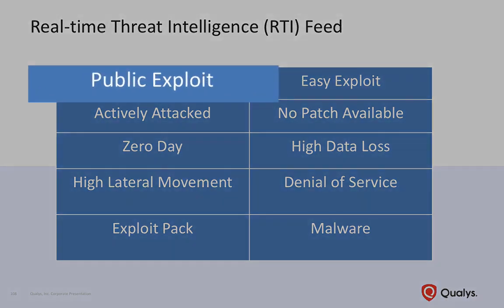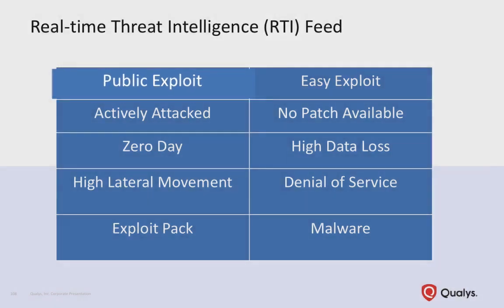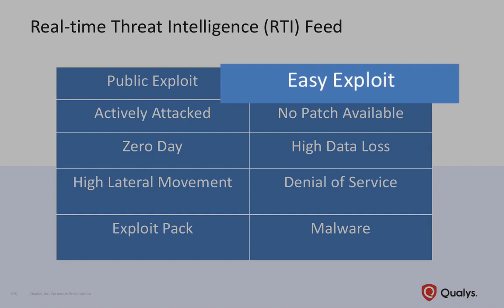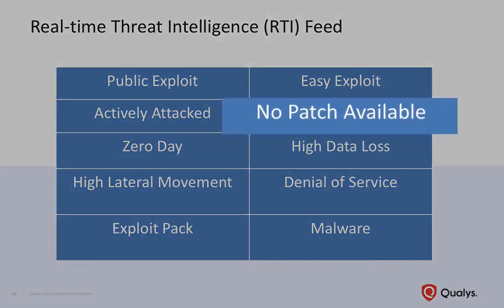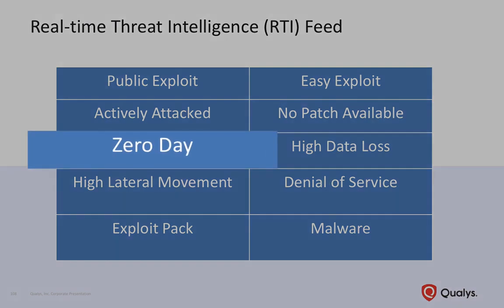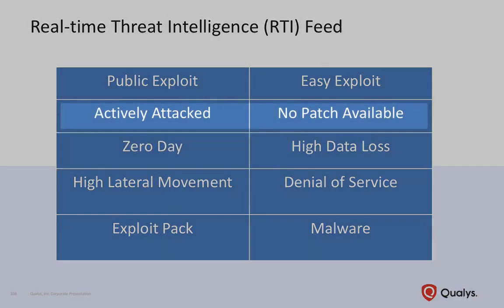Vulnerabilities with public exploits are those where exploit knowledge is well known and working exploit code is publicly available. Easily exploited vulnerabilities are associated with attacks that can be carried out easily and typically do not require additional information. Actively attacked vulnerabilities are those where active attacks are being observed in the wild. If a vendor has not provided an official fix for a vulnerability, it will be listed as no patch available. Zero-day vulnerabilities are characterized by active attacks observed in the wild and no patch available from the vendor, which is a combination of the last two categories.